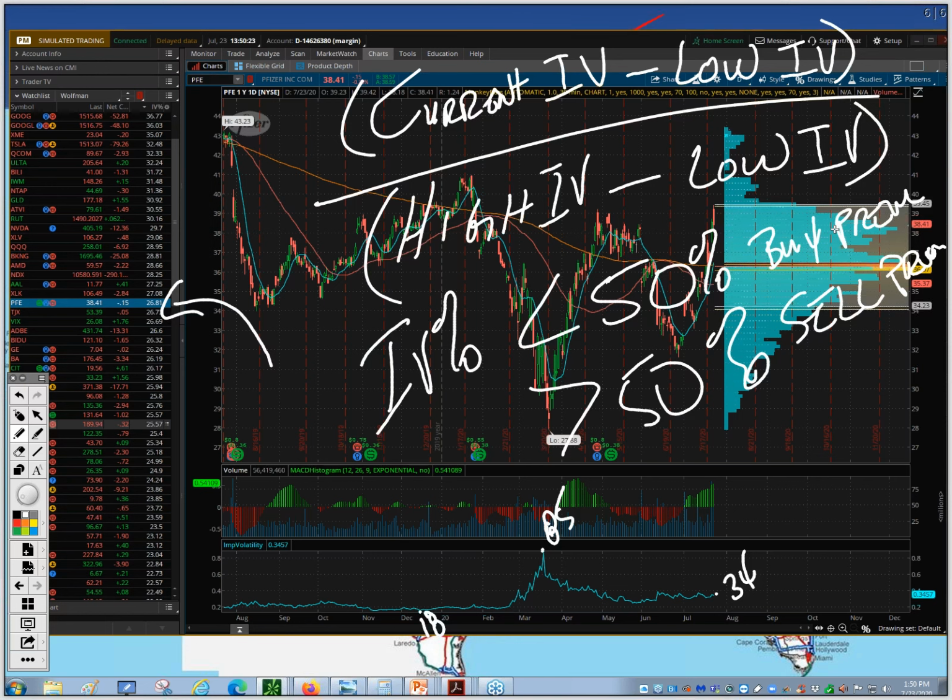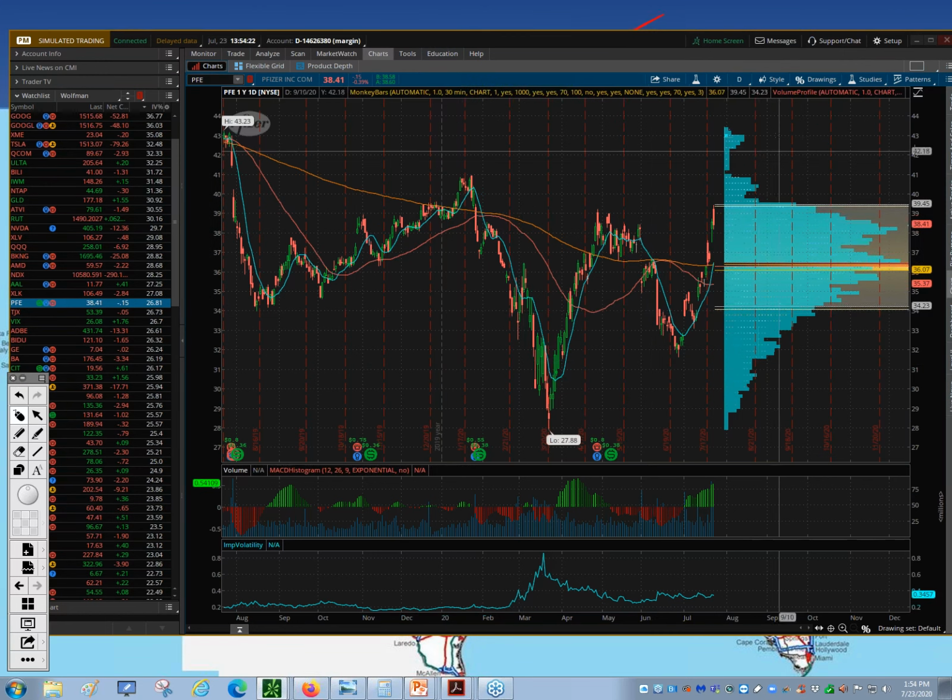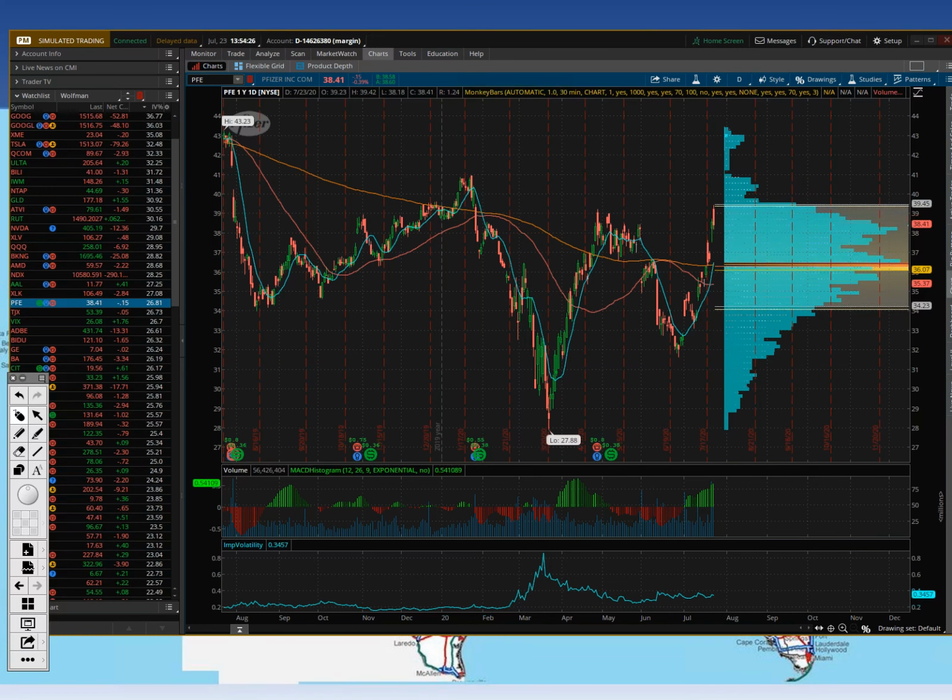Vice versa, if you're selling premium, you want to catch it when implied volatility is super high, and you want to take advantage of that theta component. If you get that volatility crush, you'll see it come out of those front months very quickly as well, so you can take advantage of that. All right, that makes sense, right? You guys are kind of getting the gist of this?